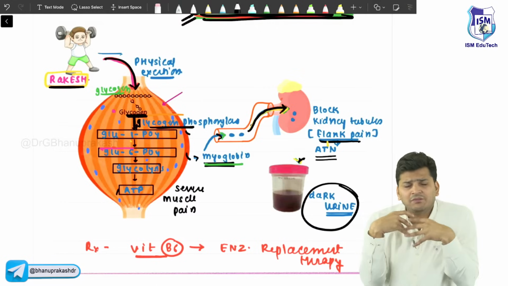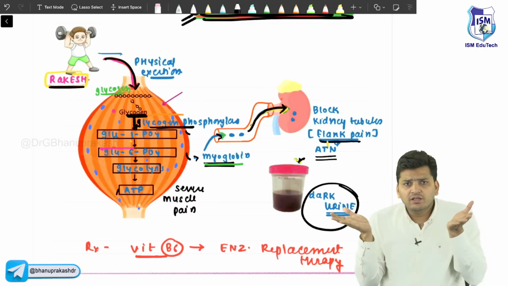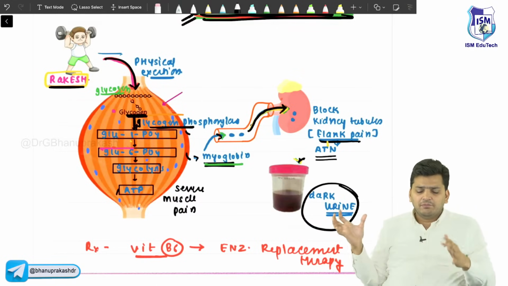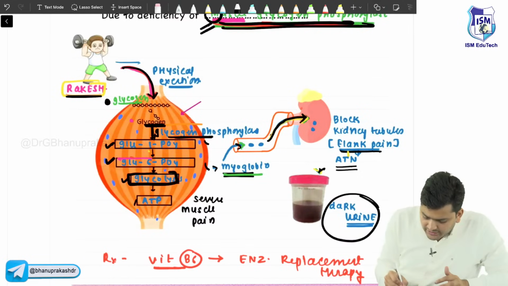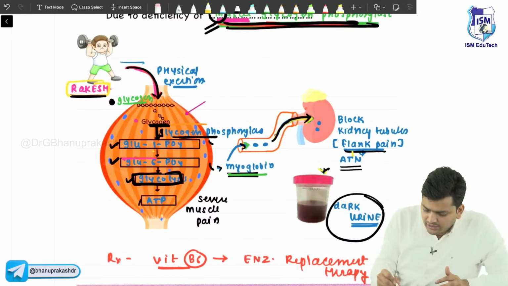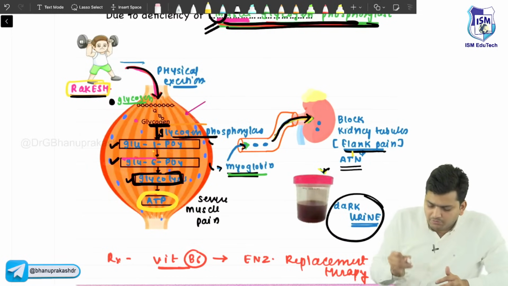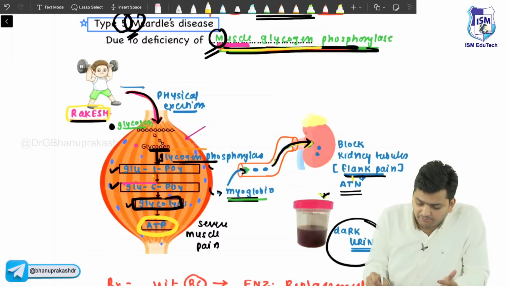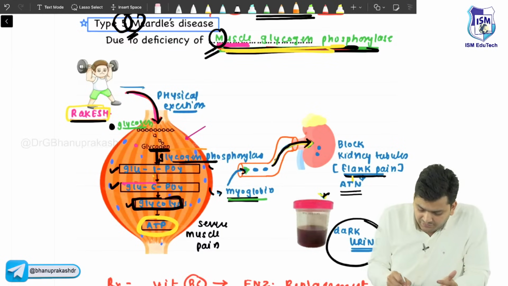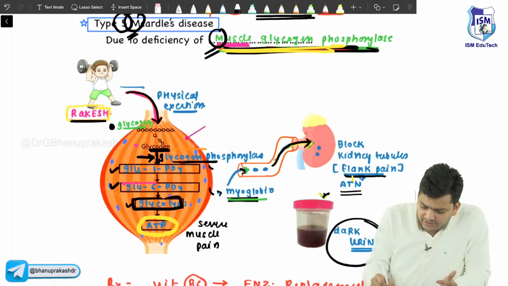See, you and me, if we do that, there's no problem, because when the muscle requires ATP, in the muscle we have glycogen, and we will cut the glycogen, we'll get glucose 1 phosphate, glucose 6 phosphate, and that will go into glycolysis, and ultimately we will get the ATPs. So you and me will not have any problem if we do physical exertion. But the problem with Rakesh is he does not have this enzyme, muscle glycogen phosphorylase. If this enzyme is not there, this reaction will not happen.